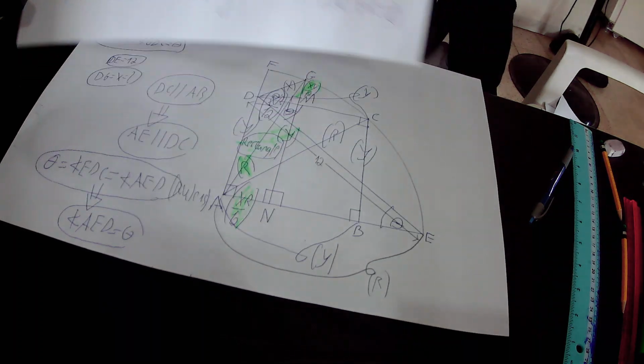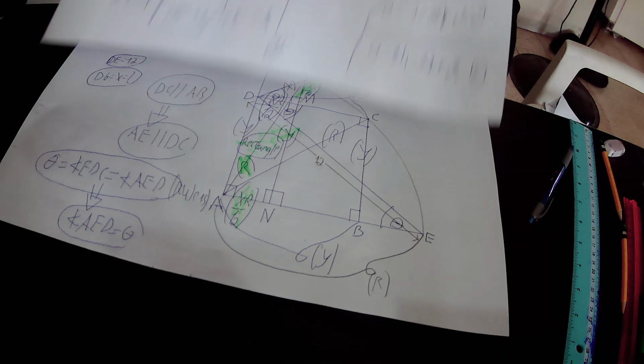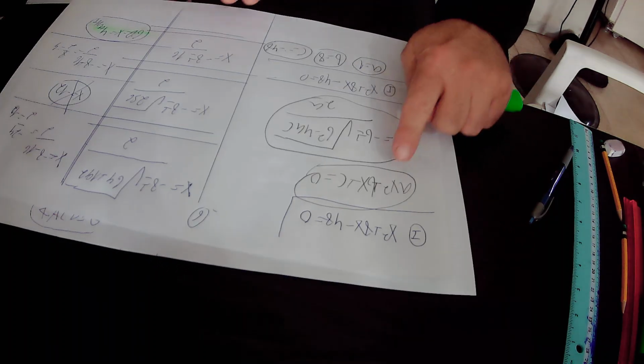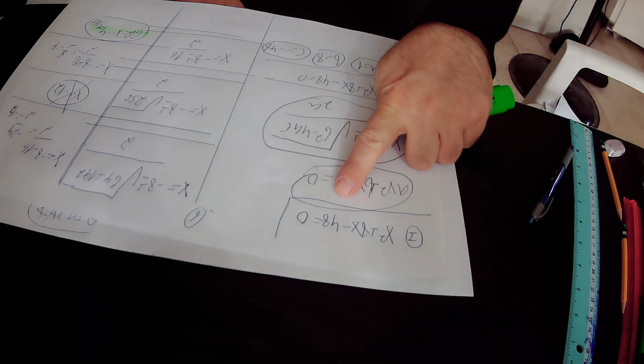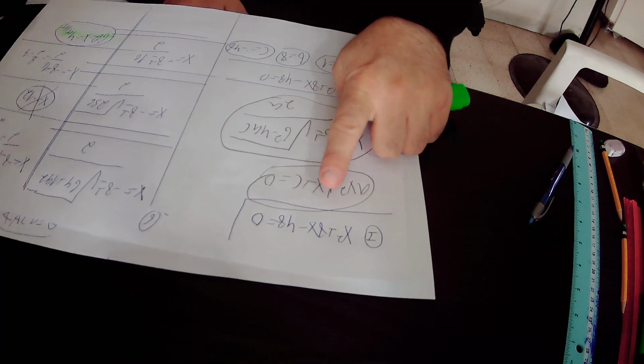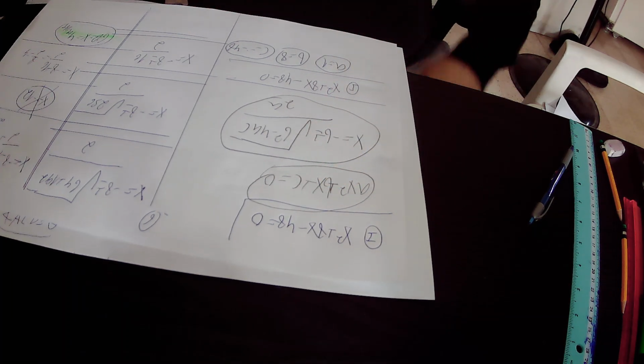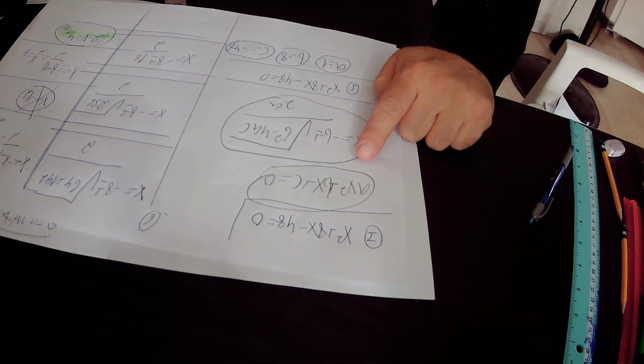So we found out that, according to equation 1, x squared plus 8x minus 48 equals 0. So this is the quadratic equation, and the general form of a quadratic equation is ax squared plus bx plus c equals 0. In this general form, a, b, and c are the coefficients of this quadratic equation, and x is the variable that we are looking for.